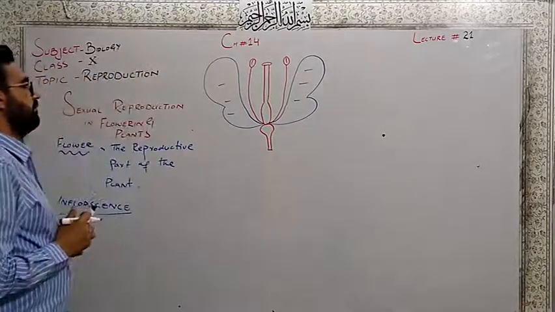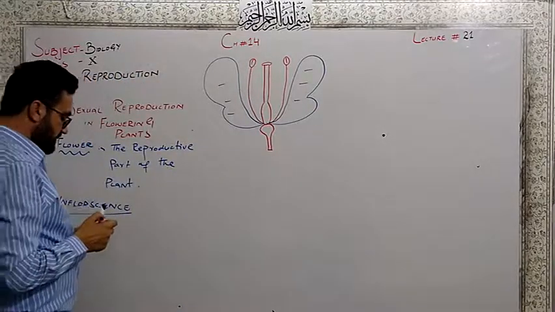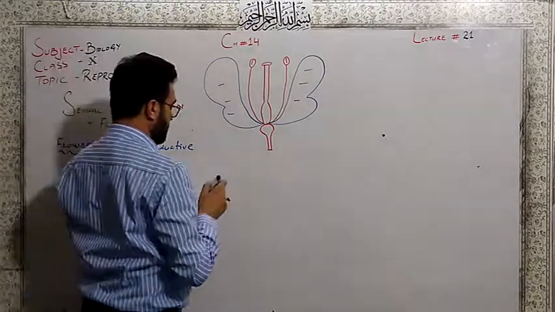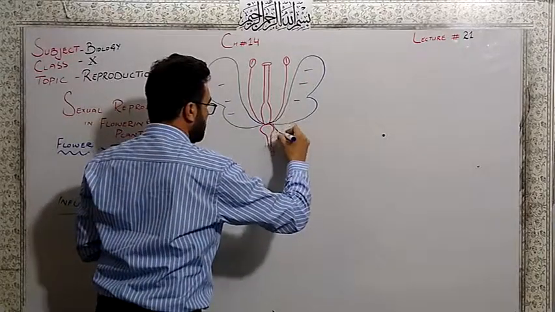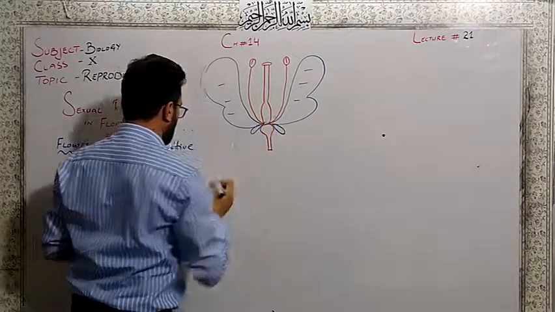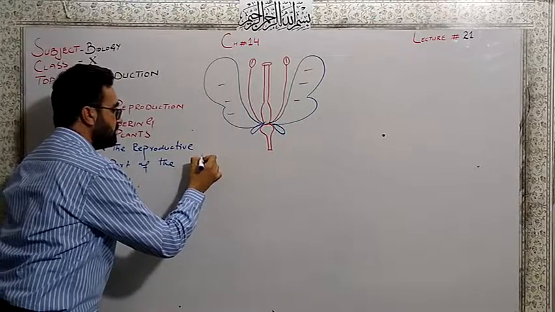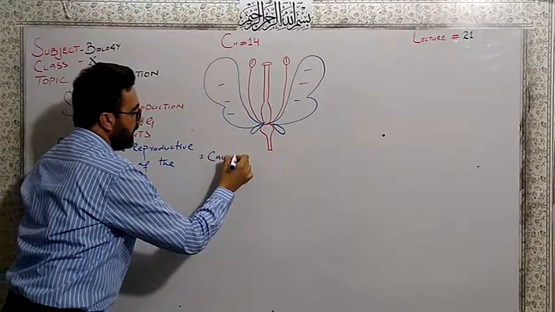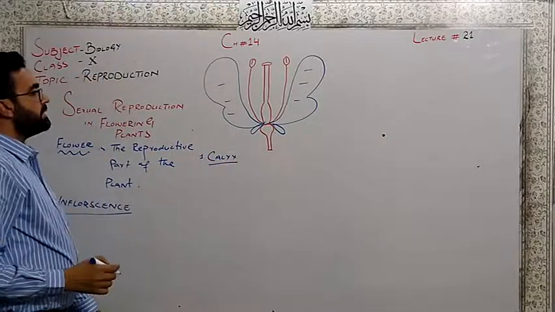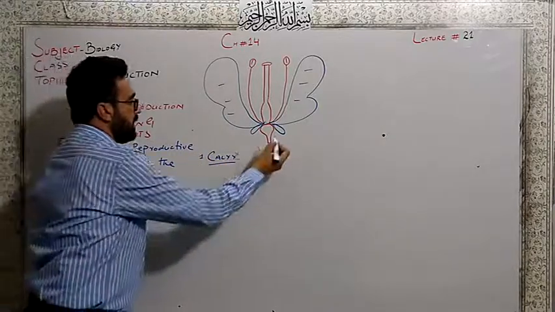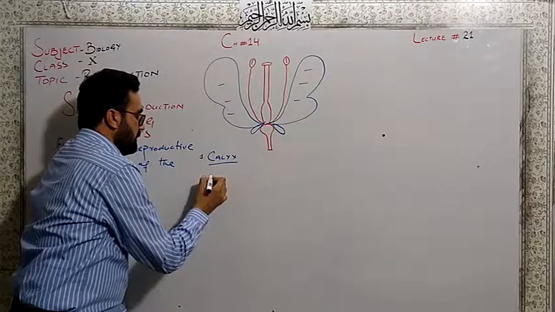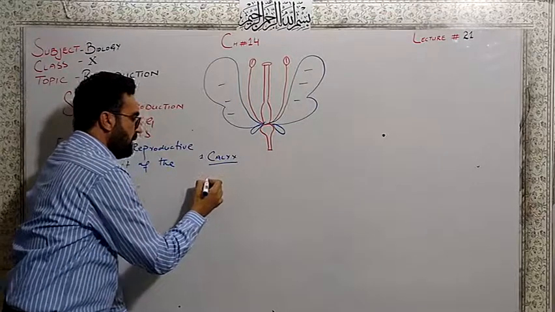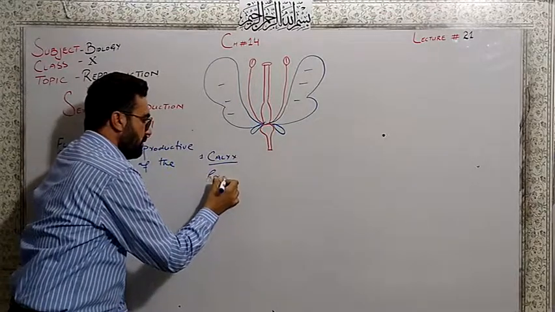A flower usually has four parts. First is called calyx. Calyx is the group of leaves which normally are green in color.